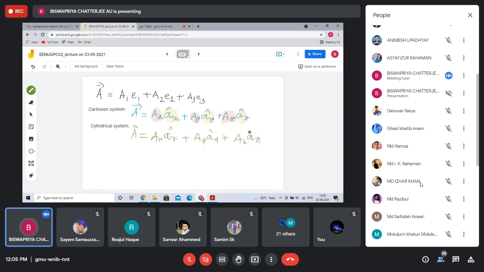Likewise, as in the previous case, here also the three quantities are highlighted in red. AR, A phi, and AZ become the magnitudes along the respective directions R, phi, Z, and AR cap, A phi cap, and AZ cap are the unit vectors along the three respective directions.